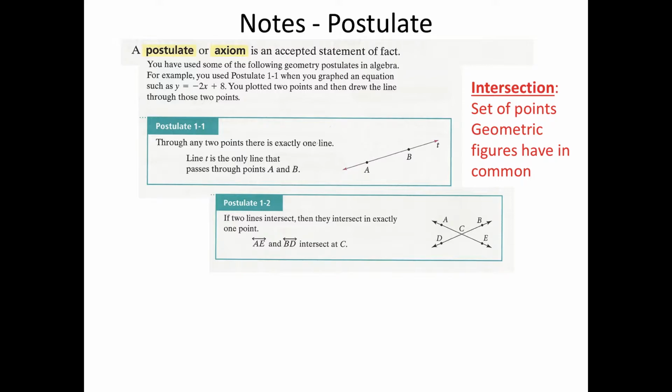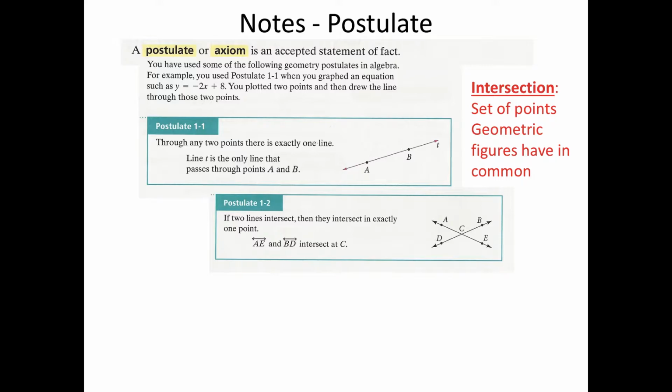The second one here is if 2 lines intersect, then they intersect at exactly 1 point. If 2 lines cross, they cross at 1 point. They're not crossing at 2, they're not going back and forth, not crossing at 0, right? And what does intersection mean? Intersection means a set of points that geometric figures have in common.